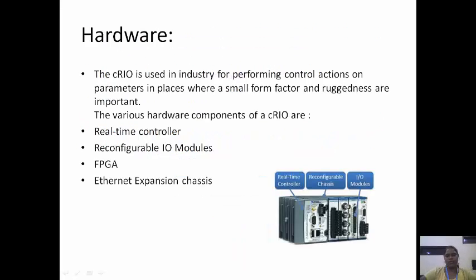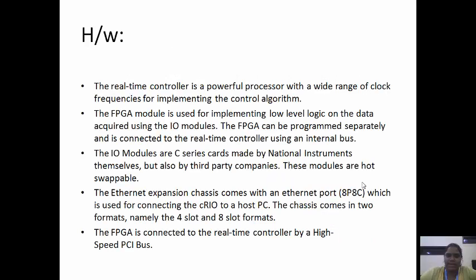The main hardware of the CRIO system consists of a real-time controller, a reconfigurable chassis, and input-output modules. A real-time controller consists of a powerful processor with a wide range of clock frequencies. And by clock frequencies, we mean that there is a separate frequency for the input data and a separate frequency for the output data.